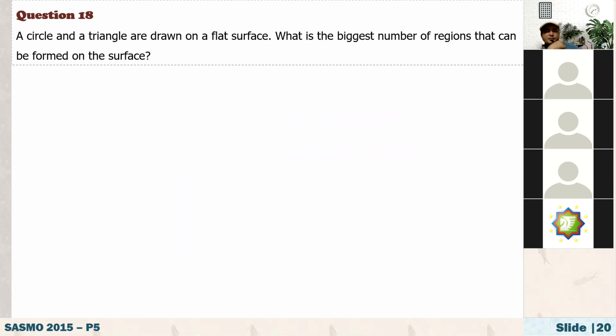Smile, read the question. Okay. A circle and a triangle are drawn on a flat surface. What is the biggest number of regions that can be formed on the surface? Can you write the answer in the chat box? Don't say anything. Everybody write the answer in the chat box. Let me see.